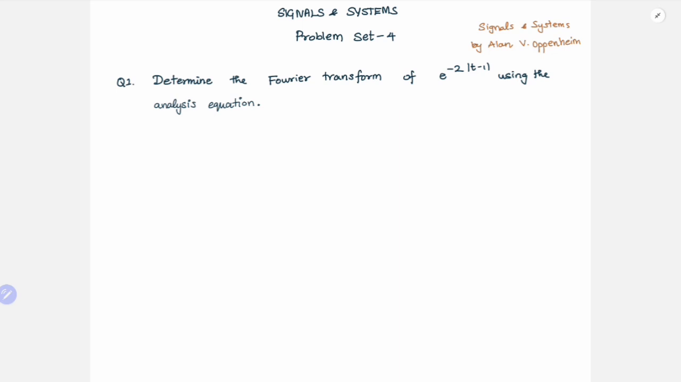This is problem set 4 and in this video we'll be solving some questions based on Fourier transform from the back of the book Signals and Systems by Alan V. Oppenheim, and also we'll see some GATE questions later on.